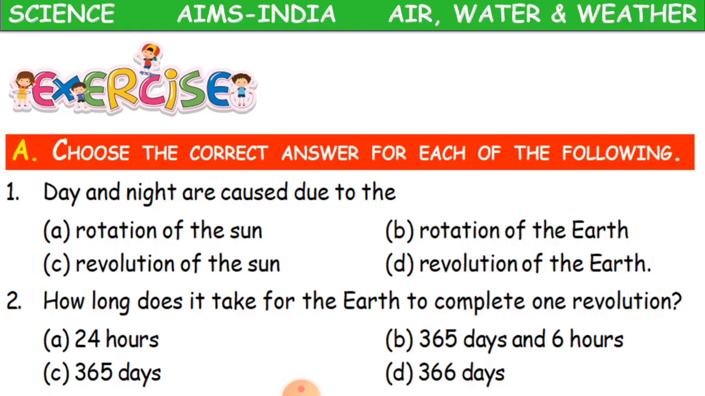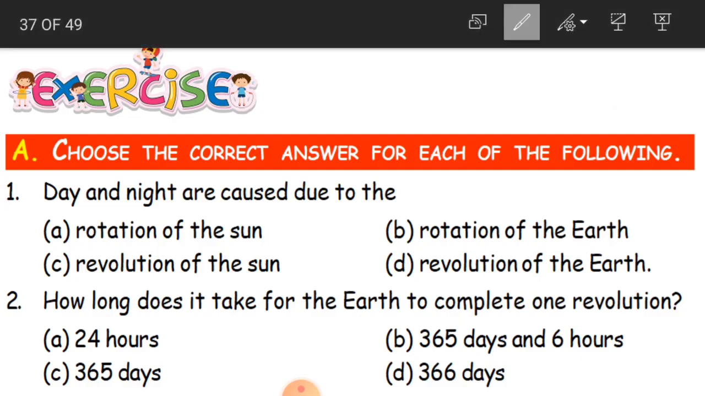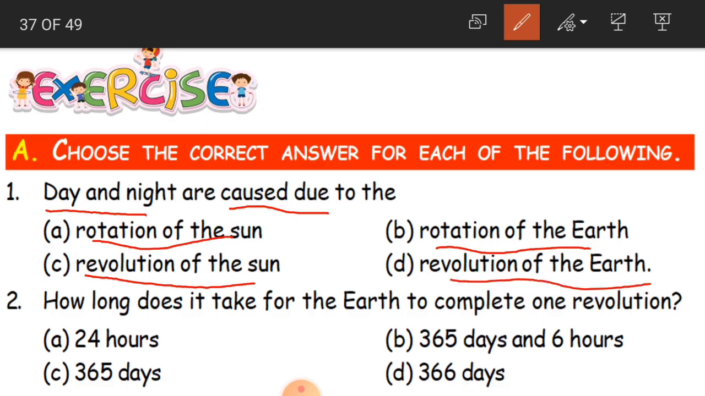Okay children? Now, the first exercise here is choose the correct answer for each of the following. These are the multiple choice questions. You have to choose the correct answer from the options. The first one is day and night are caused due to the. Options are rotation of the sun, rotation of the earth, revolution of the sun and revolution of the earth.